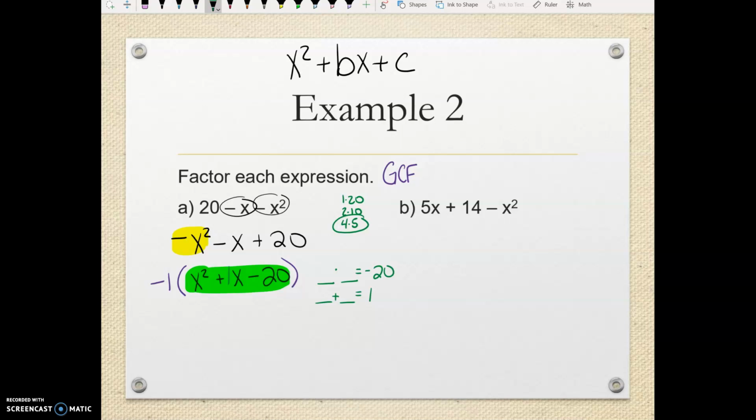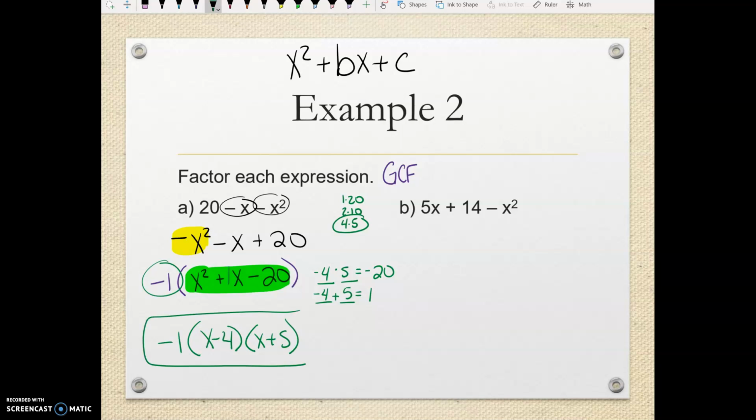To get a +1, you want the bigger number to be positive. So we want a -4 and a +5. So the factored part is x minus 4, x plus 5. Don't forget, we had that -1 out in front. So our final answer is -1 times the quantity x minus 4 times the quantity x plus 5. Some people might just write this as negative parentheses, and that is fine. I do like to have a -1 in front, but if you want to just write the negative, that would be fine.